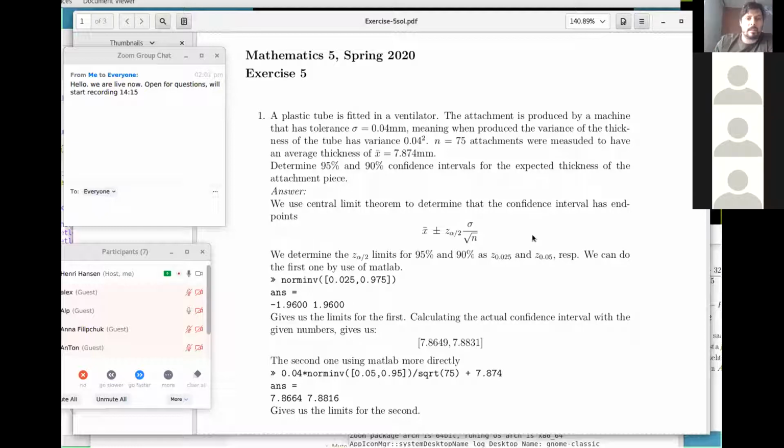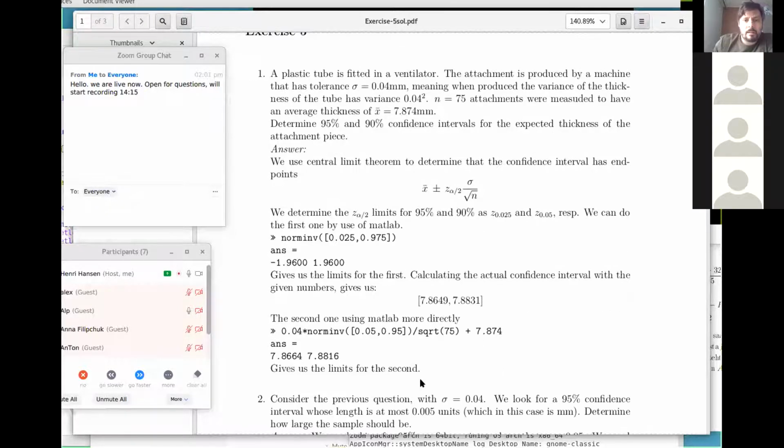If we want to calculate the second one, we can do it directly. I've done it like here directly. I'm calculating here. This is 0.04, that's the sigma. This norm inv is now these two values. And I'm dividing those values by the square root of 75, because my n is 75, and I'm adding 7.874 here, which is the sample average or sample mean, and I get the limits here like this.